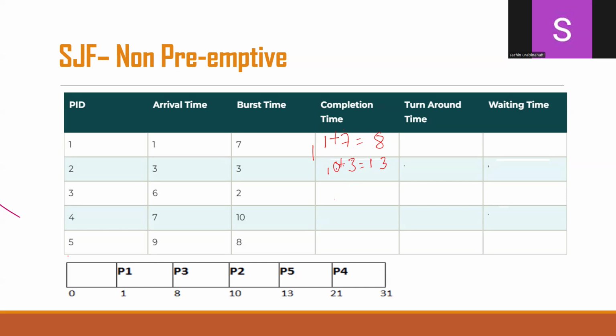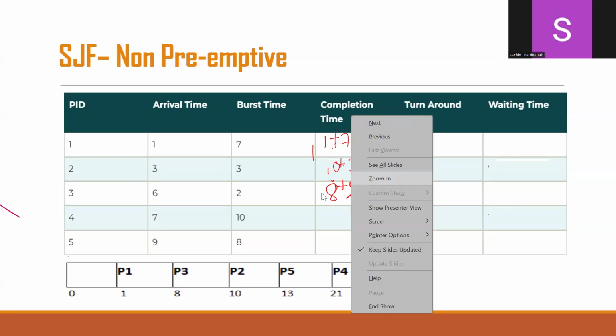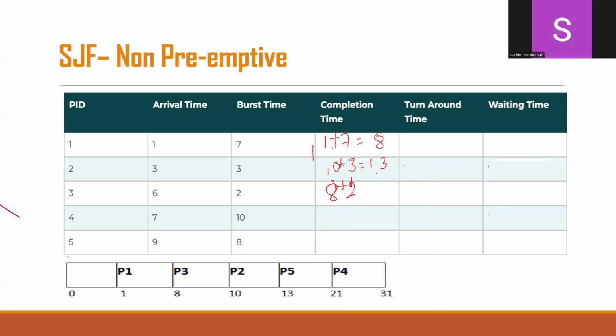Okay. So now process number P3, if you see, P3 starts at what? 8 microseconds, right? It starts at 8 units plus what is the execution time of that? It is 2, right? So 8 plus 2, definitely it will be how much? The completion time is 10, right?